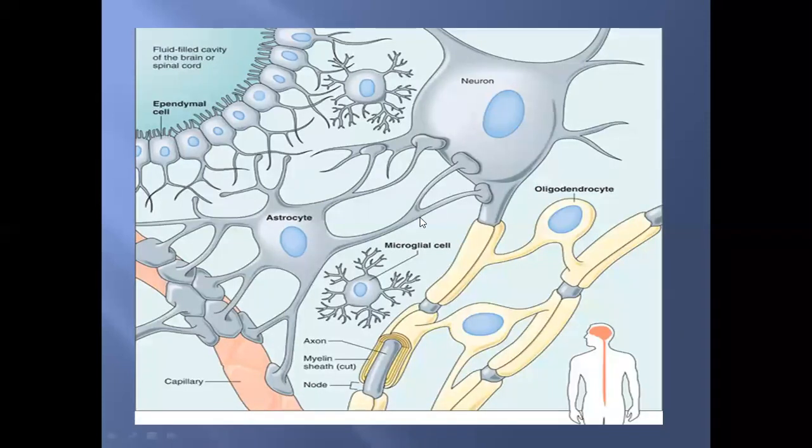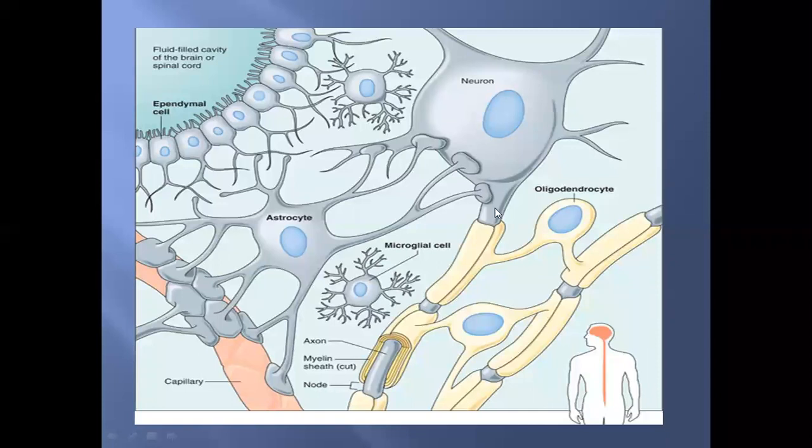So here is another diagram which shows the ependymal cells. They line the ventricles of the brain. These ventricles are the two lateral ventricles, the third ventricle, the fourth ventricle, and the central canal of the spinal cord. And here again, the second type is the astrocytes. They are the supporting cells. They help in formation of the blood-brain barrier.